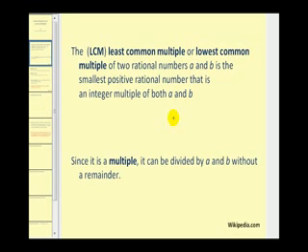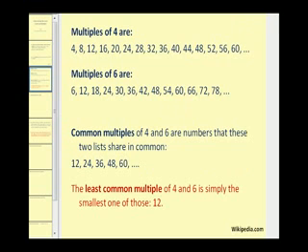Since the LCM is a multiple of a and b, it can be divided by a and b without a remainder, and the LCM is the smallest number where this is possible. Let's try to illustrate this idea. Let's say we want to determine the least common multiple of 4 and 6.